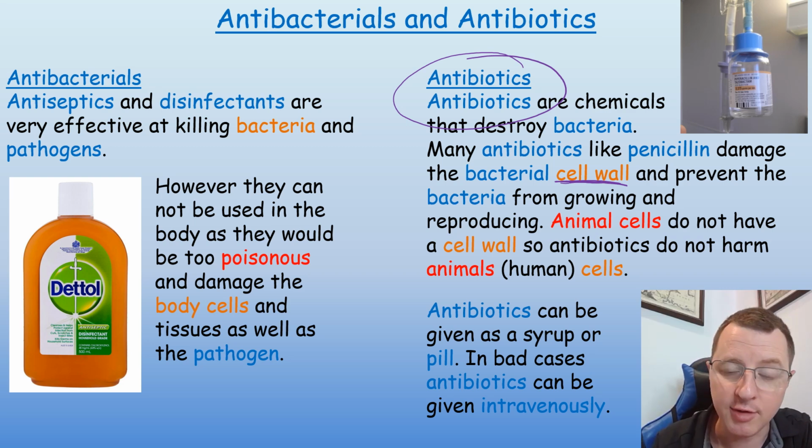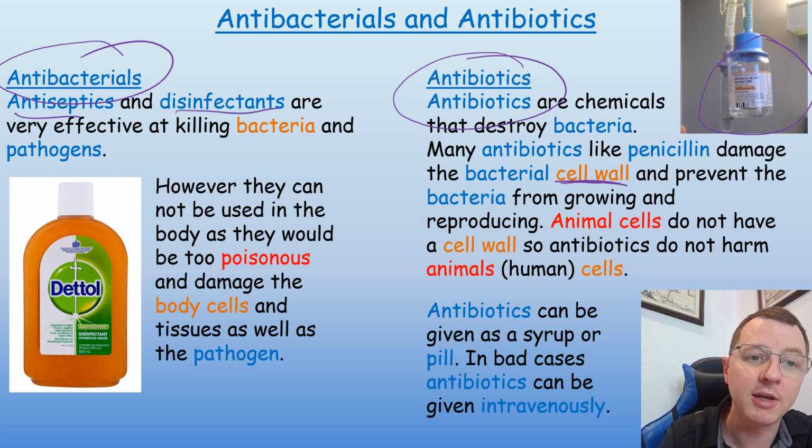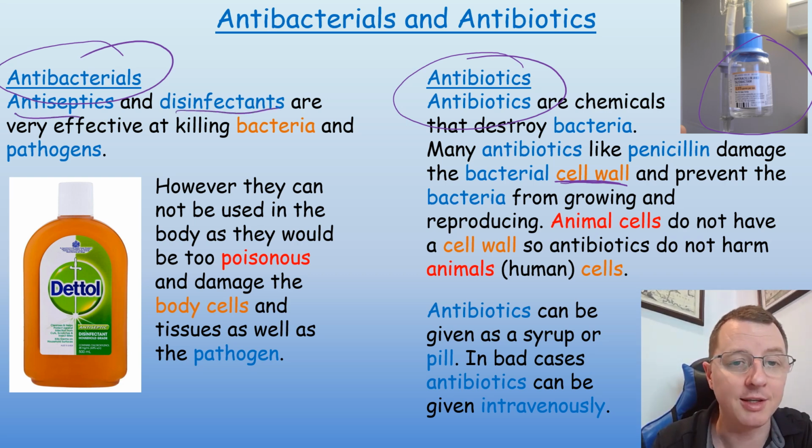Antibiotics can be given as a syrup or a pill, or in bad cases, antibiotics can actually be given intravenously, as you can see in the picture here. Now, if we contrast antibiotics with another similarly named chemical, antibacterials, such as antiseptics and disinfectants, they cannot be taken by the human body. Antiseptics and disinfectants are very effective at killing bacteria and other pathogens such as viruses. However, they cannot be used in the human body as they would be far too poisonous and they would actually damage our own body cells and tissues as well as the pathogen that we're trying to kill.